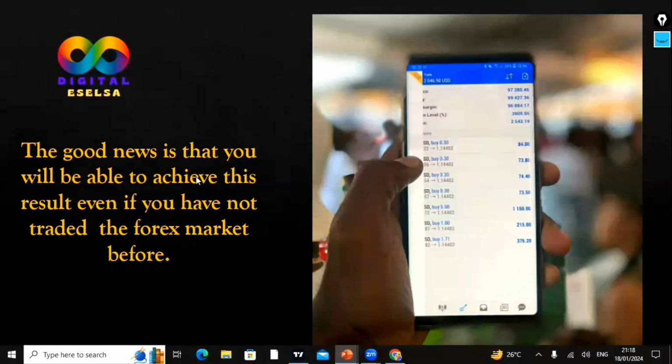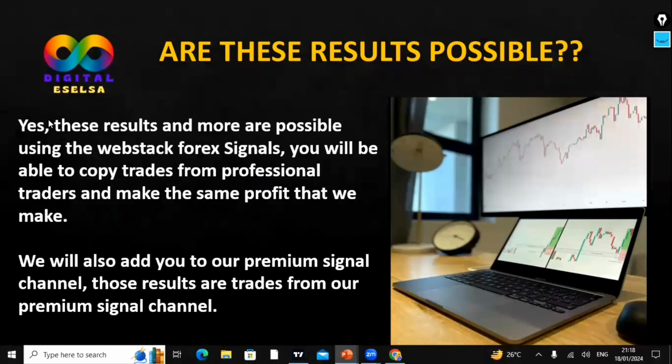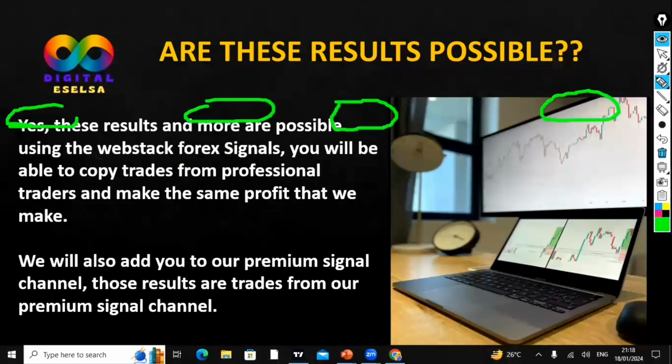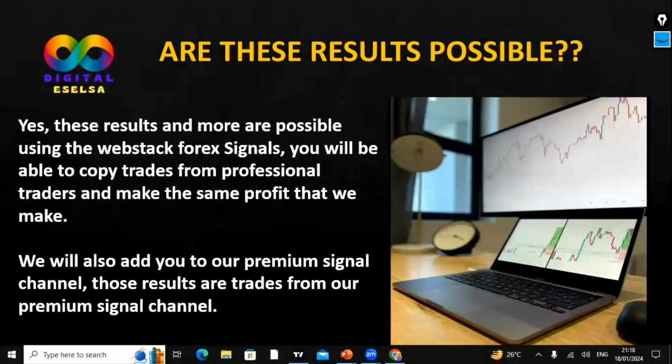The good news is that you'll be able to achieve this result even if you've not traded the forex market before. This is not the issue of I've not traded, whether I've traded before or not. You can be able to achieve results that I've showed. Those results I've showed you are people that don't even know what forex is. All they did was just, I said, buy GBP USD or buy SAUSD. They will buy and they will make money. Yes, are these results possible?